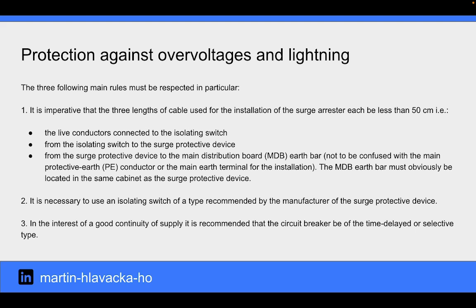It is necessary to use an isolating switch of a type recommended by the manufacturer of the SPD. In the interest of a good continuity of supply, it is recommended that the circuit breaker be of the time delayed or selective type.